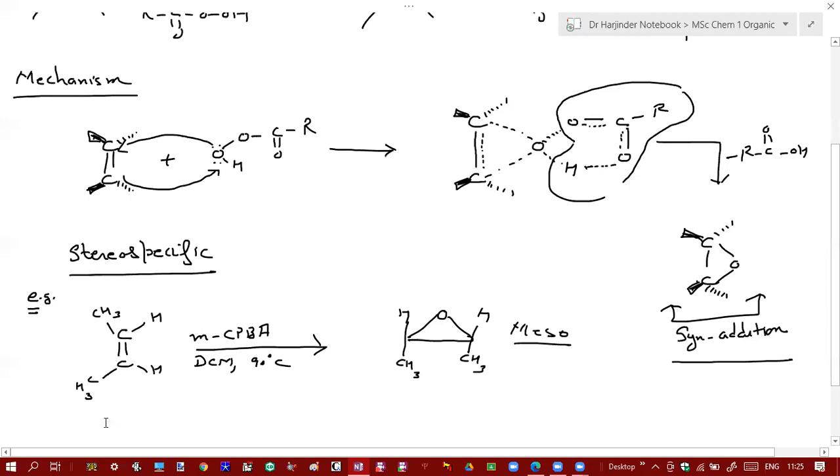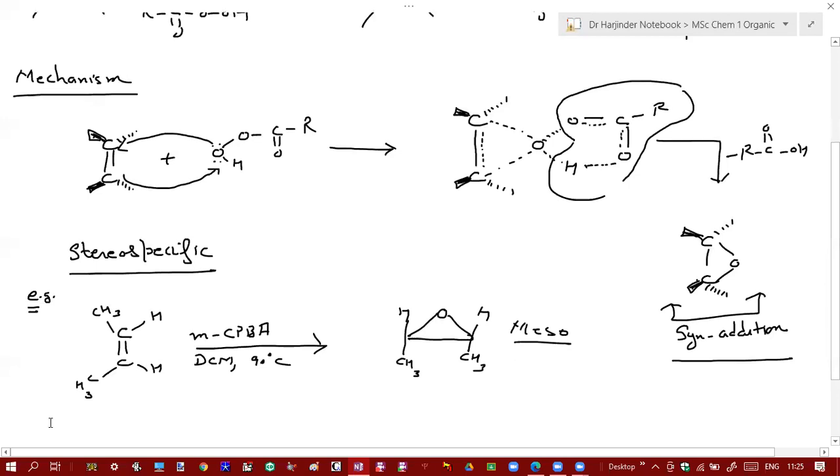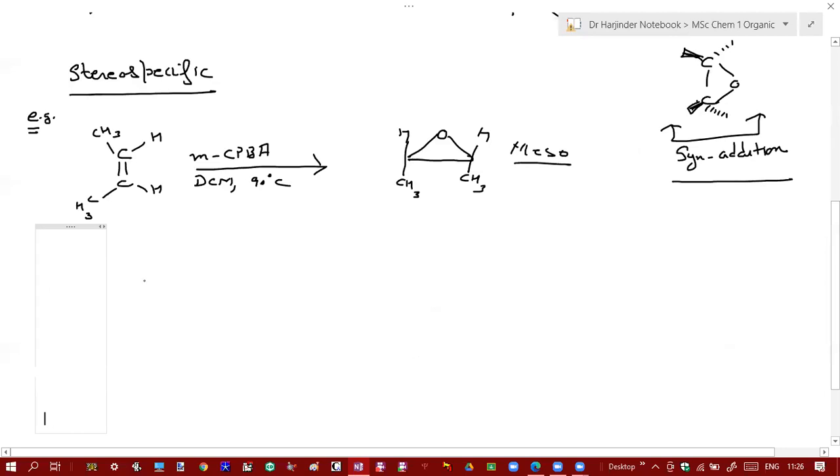On the other hand, if you take a trans-alkene and if you perform epoxidation, in that case, what will be your product?